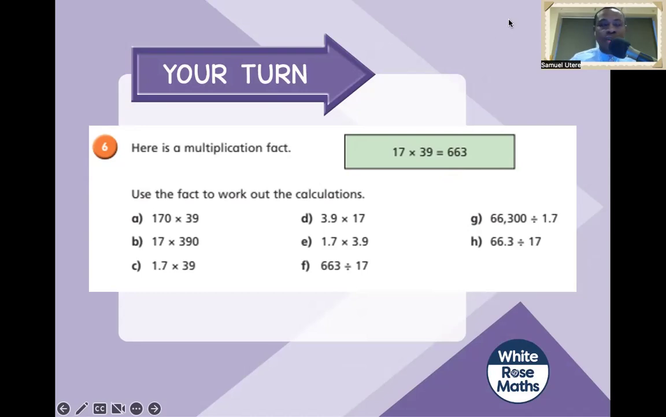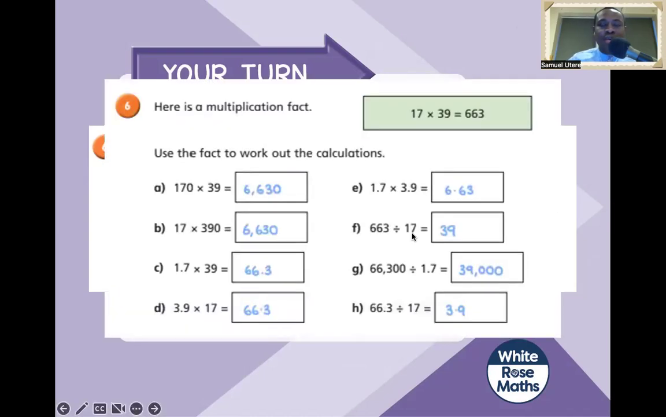Assuming you've paused the video and you've answered question 6, here are the answers. So using these facts, we can work out this calculation. We know 17 times 39 is equal to 663. So you can see that this is 10 times bigger, 170 compared to 17, but we're still multiplying by 39. So our answer from the fact will just be 10 times bigger. And we've used the same method for these calculations.